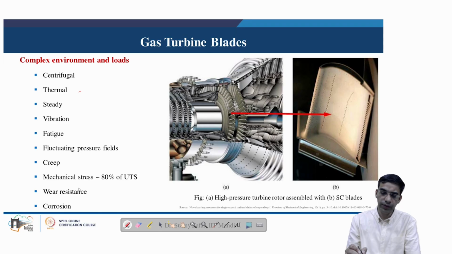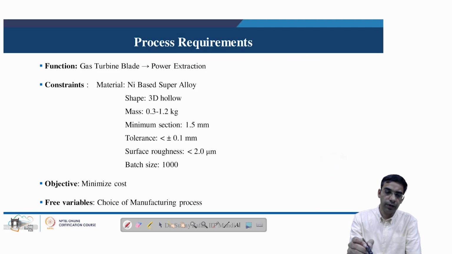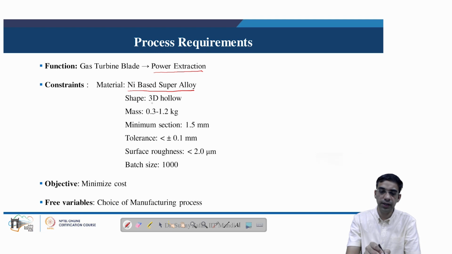And in that scenario we have to understand what type of gas turbine blade will be operating there, and based on this complex loading environment, material selection is clear for the gas turbine, which is nickel based superalloy. And now going forward we will see what are the functions. So the gas turbine blade is basically generating power, it is extracting power from the hot gases. Material is nickel based superalloy. Shape we have seen, it is the three-dimensional hollow shape.